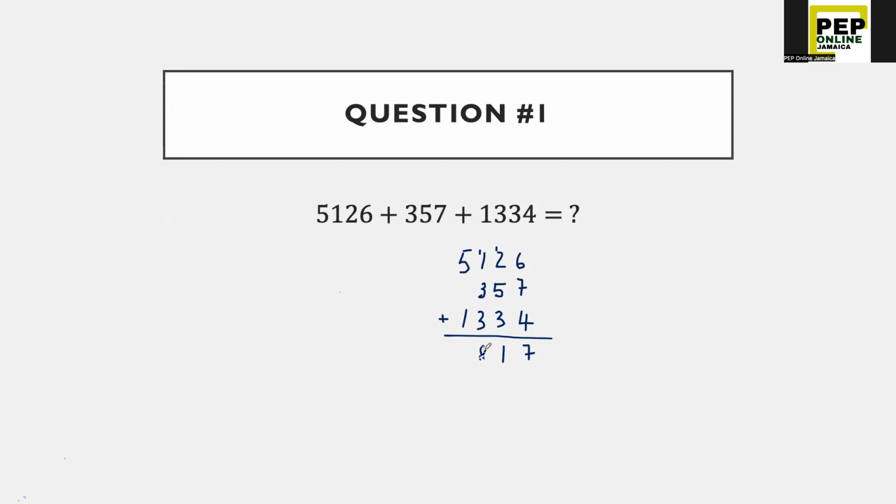I always tell persons that there are two things that will give you success: accuracy and speed. So the more you learn something and practice it, then you'll succeed, as our motto says. All right, learn, practice, and succeed. So this one is 5,126 plus 357 plus 1,334 will give us a total of 6,817. Awesome.